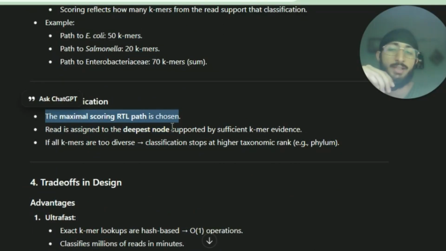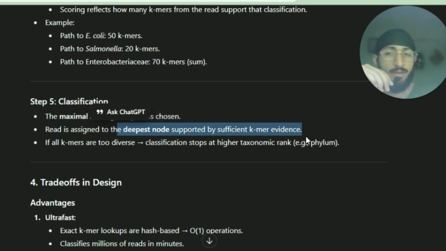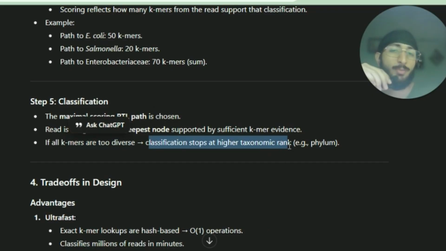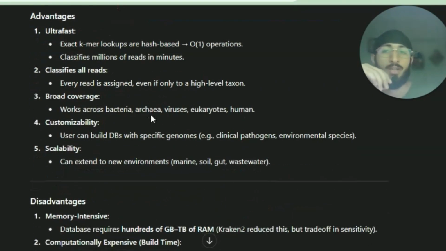Classification: the maximal scoring RTL path, root-to-leaf path, is chosen. The read is assigned to the deepest node supported by sufficient k-mer evidence. If all k-mers are too diverse, classification stops at a higher taxonomic rank, for example, phylum. Now, trade-offs in this design.